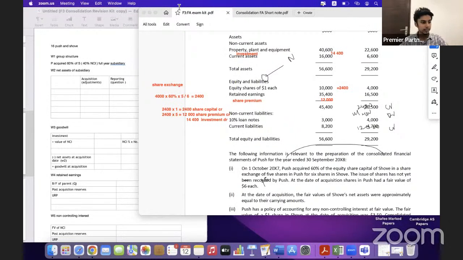Can you guys check and see whether things are okay with you? Are you clear with what I have done so far before I move to the next part?